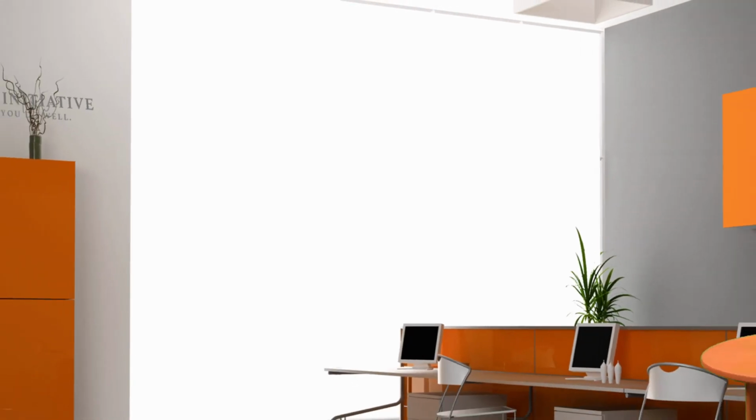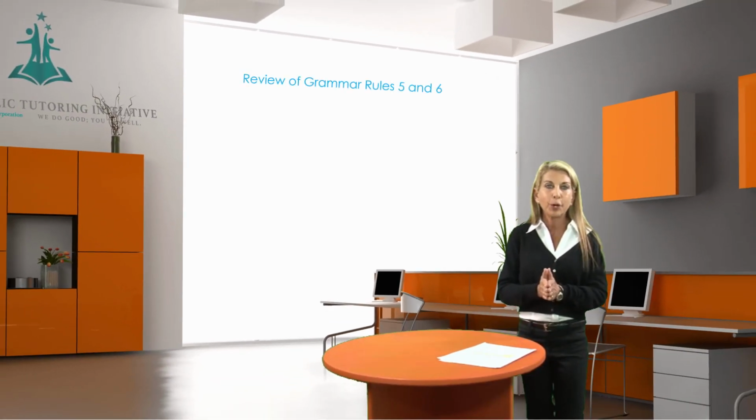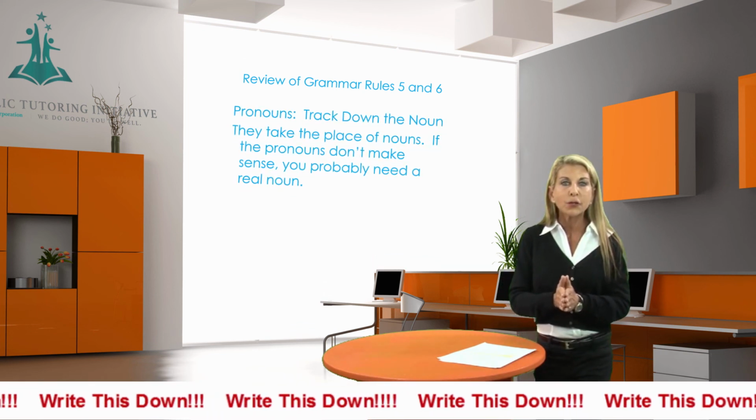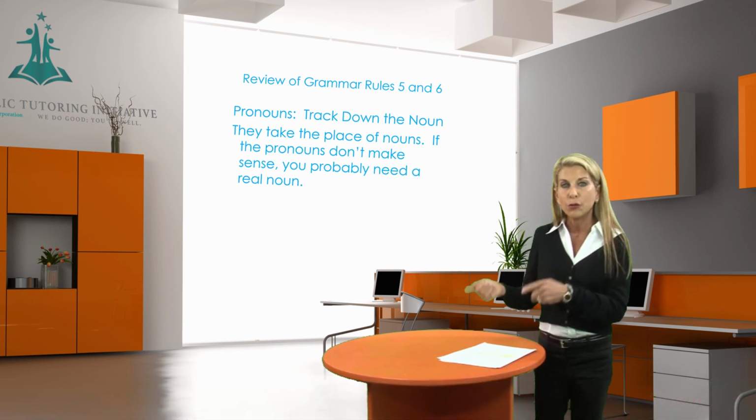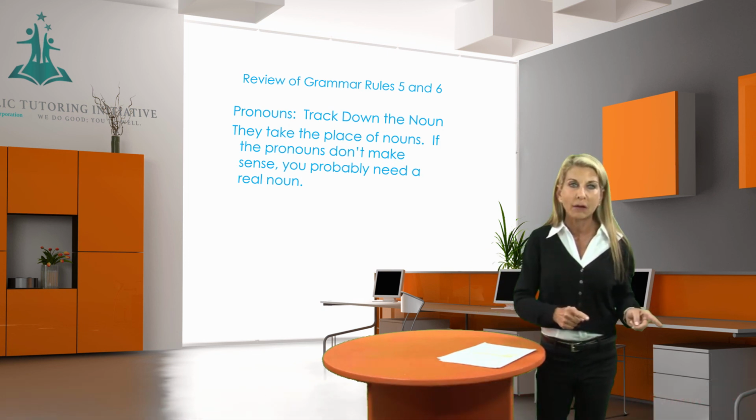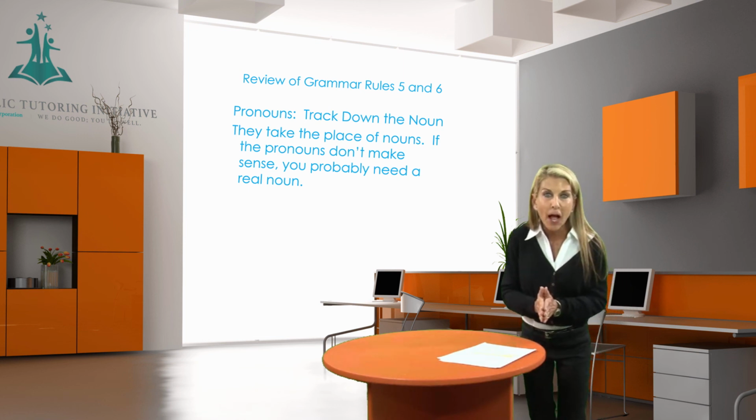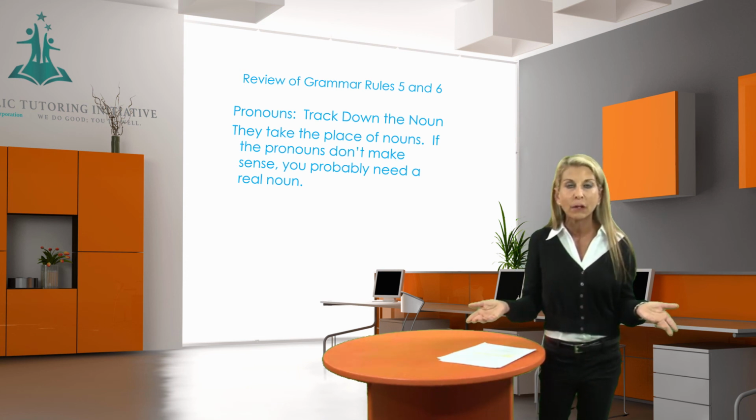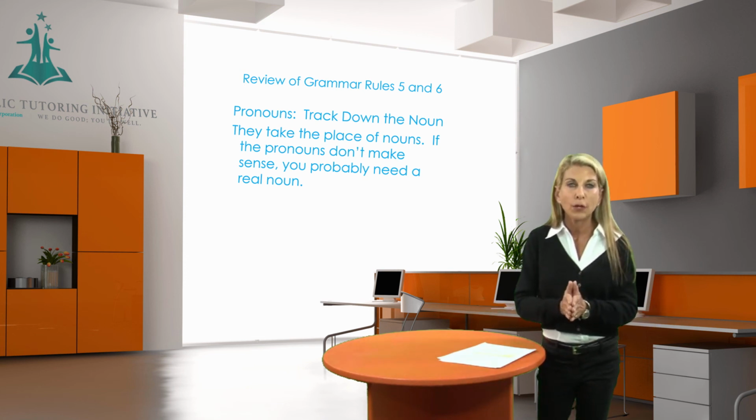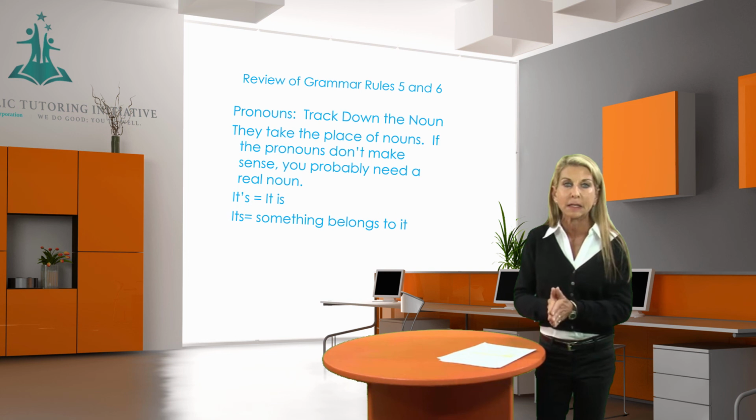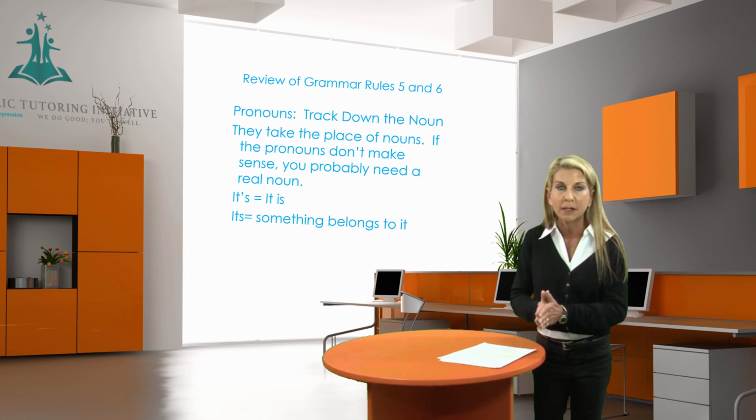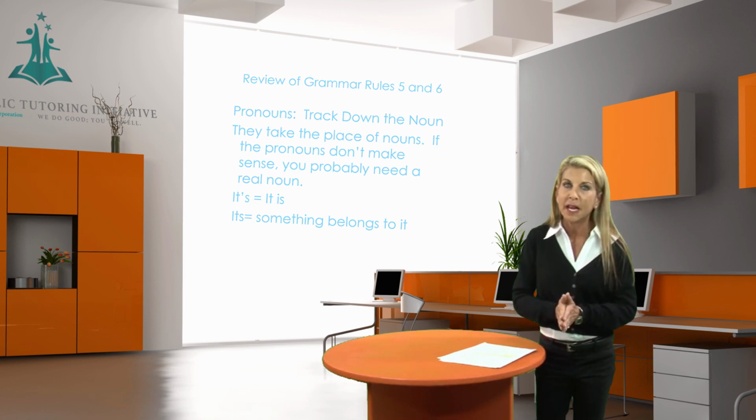All right, let's review. Grammar rule number 5, pronouns. Track down the noun. Remember, track down the noun. Pronouns are little words that take the place of nouns. When you see one underlined on the test, you track down the noun. If it's easy to figure out, get the right pronoun. If the pronouns don't work, you probably need a real noun. Okay? When you're ready, let's review rule number 6. It's with an apostrophe means it is. Its means it owns something. Something belongs to it. Good job, everybody. I'll see you in the next lesson.